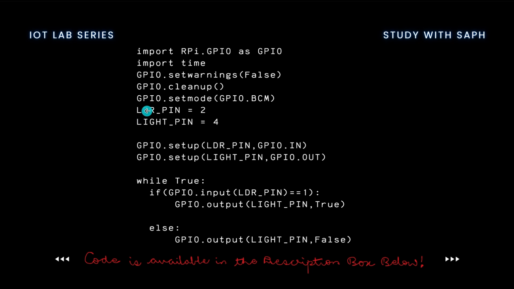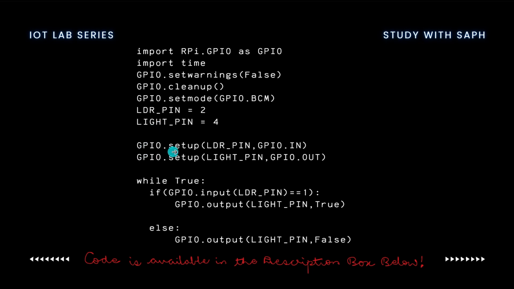We are using two GPIO pins. The pin which is used with the LDR sensor is named LDR_pin, and we are using pin number 2. Similarly, the pin which is connected to the LED is named light_pin, and we are using GPIO 4 for that purpose. Once you define the variables, we need to set the variables as an input or an output direction for the particular GPIO pin.